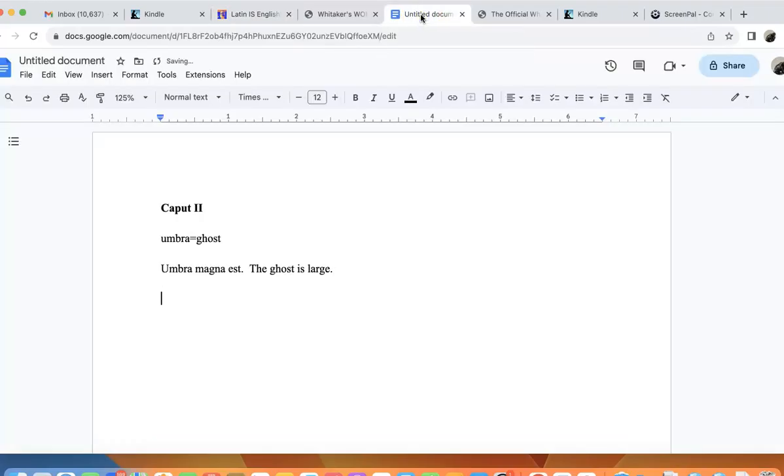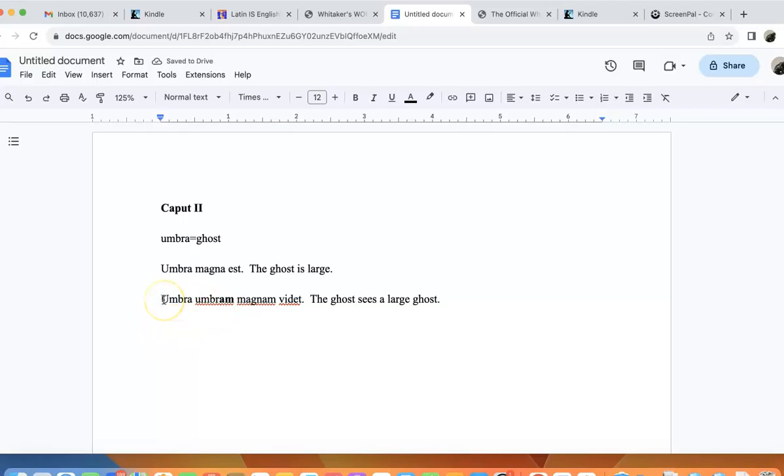So now I'm going to say the ghost, and then I'm going to say umbram magnam vidit. Now, so here is our ending here. And what do we have here? We have the ghost sees a large ghost. So let me write that here. The ghost sees a, if I can type here, large ghost.